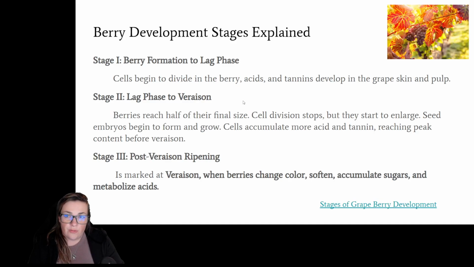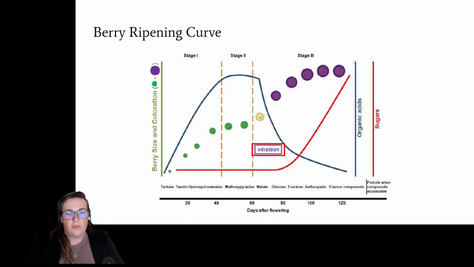And then at stage 3, we call this post-veraison ripening. So this is marked at veraison, so that's right where stage 3 starts, when berries change colors, soften, accumulate sugars, and they start to metabolize acids. This is where the inverse relationship of sugar and acid comes into play, right? And then it isn't until some of these later stages that we see something called engustment, which is where the berry skins start to develop aromatic compounds or flavor compounds, so you can see.